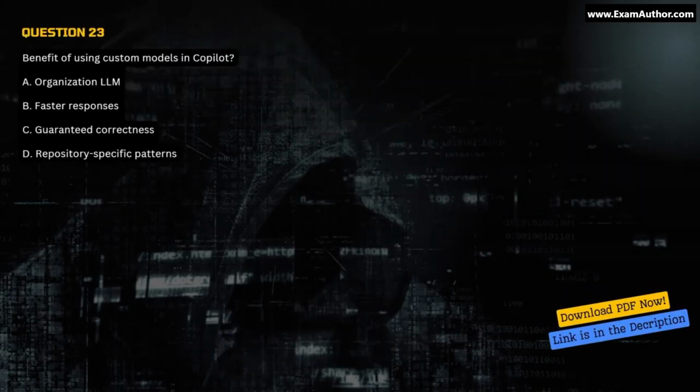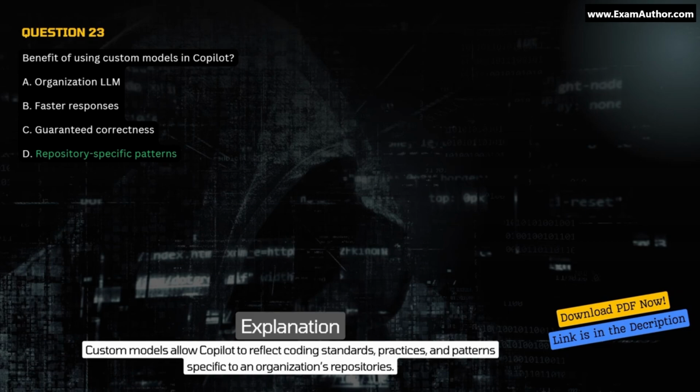Question 23. Benefit of using custom models in Copilot? A. Organization LLM. B. Faster responses. C. Guaranteed correctness. D. Repository-specific patterns. Correct answer D. Repository-specific patterns. Explanation: Custom models allow Copilot to reflect coding standards, practices, and patterns specific to an organization's repositories.